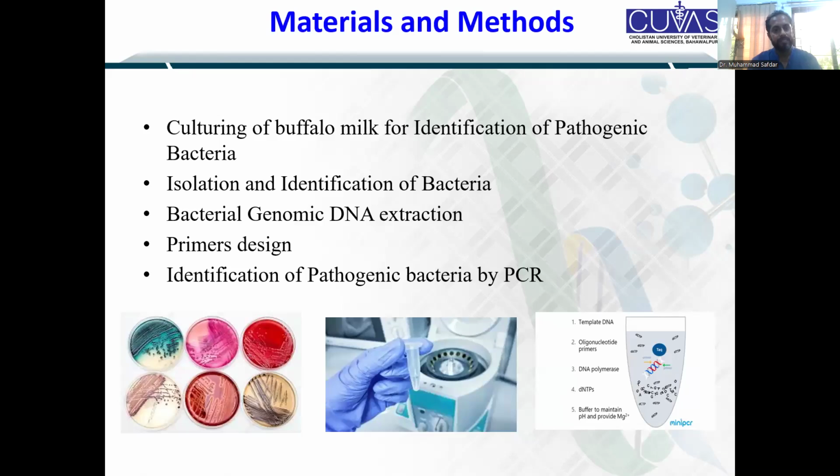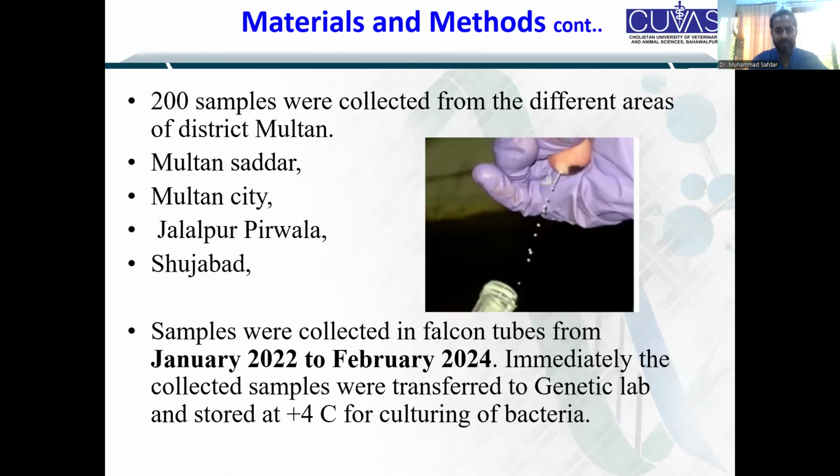Material and method. Here we can see we have cultured different buffalo milk samples for identification of pathogenic bacteria. And then we isolated those cultured bacteria and identified them. Then we extracted DNA from these bacteria and designed specific primers for these species, and we identified them with the help of PCR.